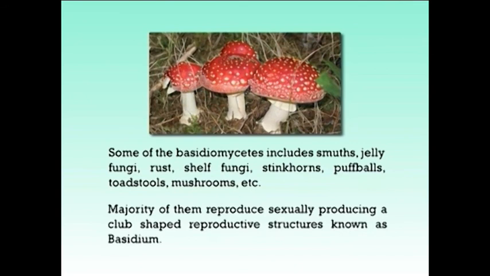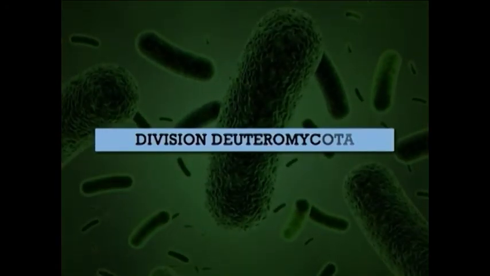Basidiomycetes reproduce sexually, producing a club-shaped reproductive structure that we call the basidium. And for asexual reproduction, the mycelium becomes fragmented to form separate individuals. Some of these Basidiomycetes are edible and some are deadly poisonous. Few of them are pathogens of plants and some are very important decomposers. So now we'll see the division Deuteromycota.